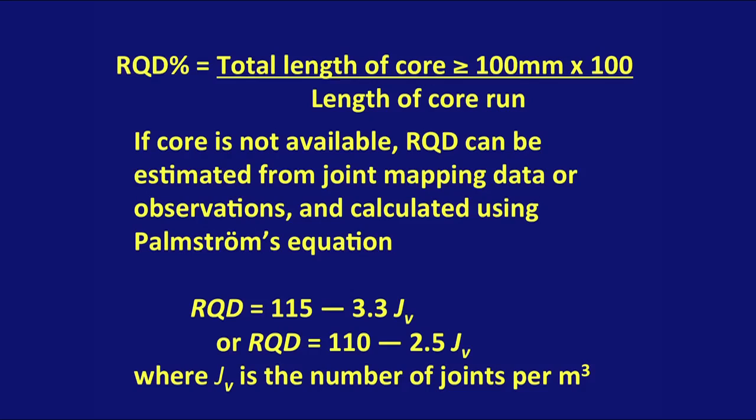And this was developed by Palmstrom in Norway. And he developed two equations. The initial equation is RQD equals 115 minus 3.3 multiplied by JV, where JV is the number of joints in a cubic meter of the rock mass. The alternative equation, published more recently, is RQD is 110 minus 2.5 times JV.